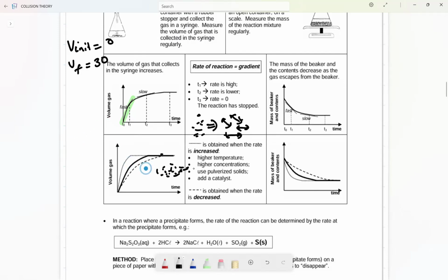People, I want to believe you are following. Okay, yes. So it will be like that. The rate will decrease here. Can you see? Now the time it takes for them to collide is longer.